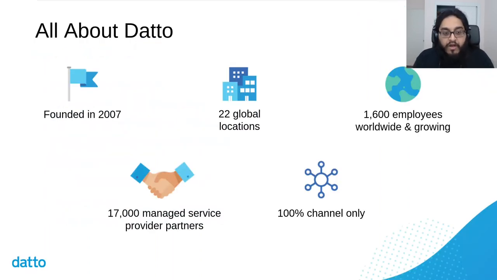So a little bit about Datto. We were founded in 2007. We've got 22 global locations, over 1,600 employees worldwide, 17,000 managed service provider partners, and we operate entirely in the channel, meaning that all of our products are not directly sold to you. We sell to companies that take our services and optimize them for their clients' needs, and they sell them to you.